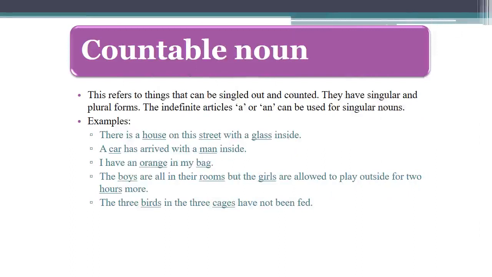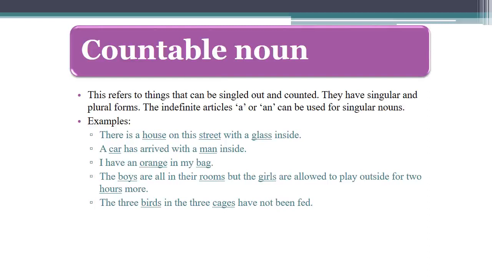Countable noun. A countable noun refers to things that can be singled out and counted. Countable nouns also have singular and plural forms. The indefinite articles a or an can be used for singular nouns. So if the noun can be counted, then it is a countable noun. But if you cannot count it as one, two, this, that, then it is not a countable noun.